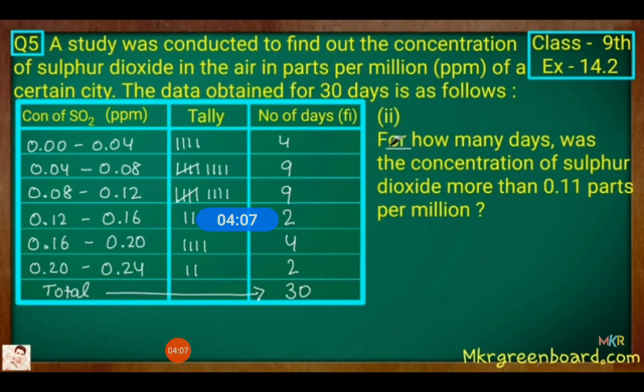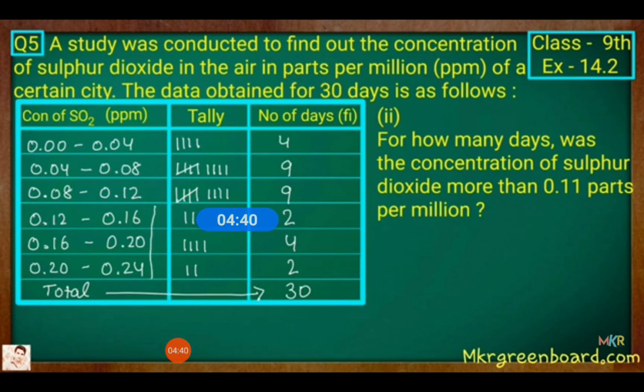For how many days was the concentration of sulfur dioxide more than 0.11 parts per million? You have to tell for how many days this data was more than 0.11 ppm. So you can move to this table and see that this interval is 0.08 to 0.12. But we have to take the values more than 0.11. So we will not take these three intervals. These upper three intervals we can't take.